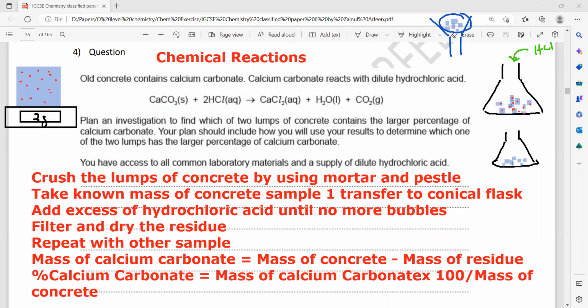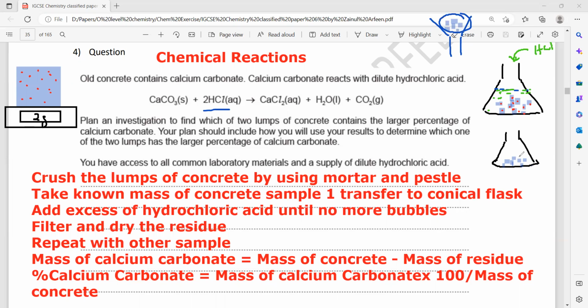Why do we use excess hydrochloric acid? Because we want to make sure that all the calcium carbonate is removed from the mixture. We will add hydrochloric acid until all of the calcium carbonate is removed. Otherwise, if we add a limited amount of hydrochloric acid, maybe not all the calcium carbonate reacts. Maybe some is still there. But we want to make sure that all calcium carbonate reacted. That's why excess hydrochloric acid is used for this reaction.